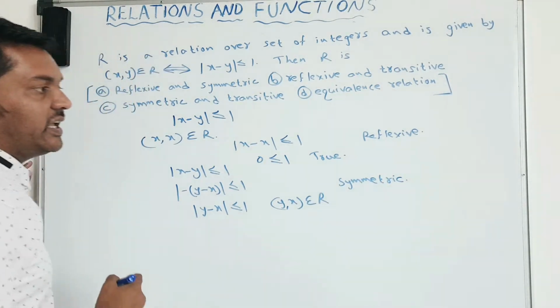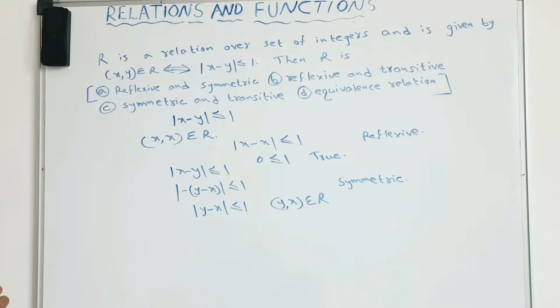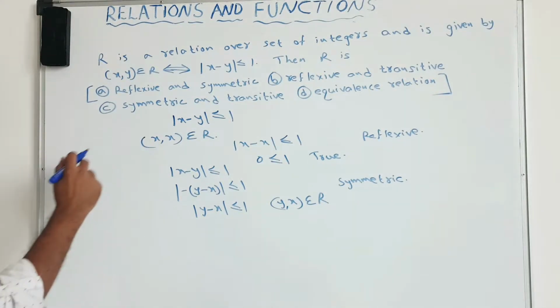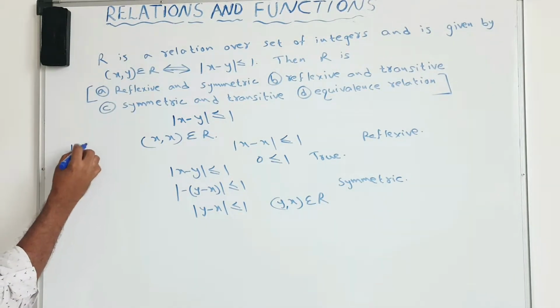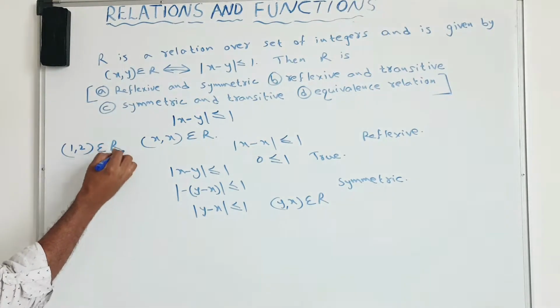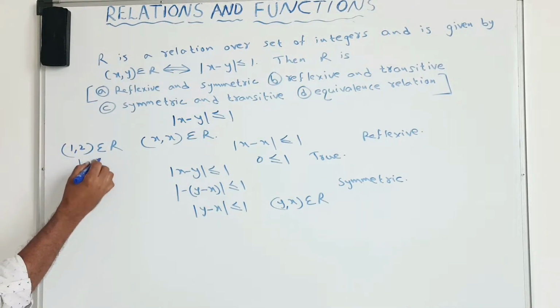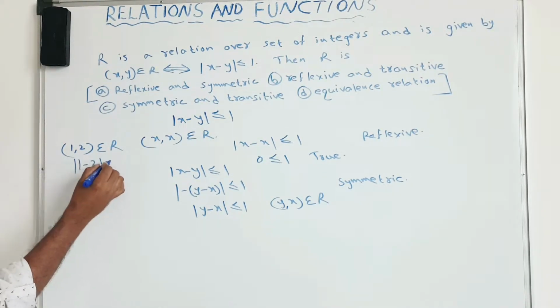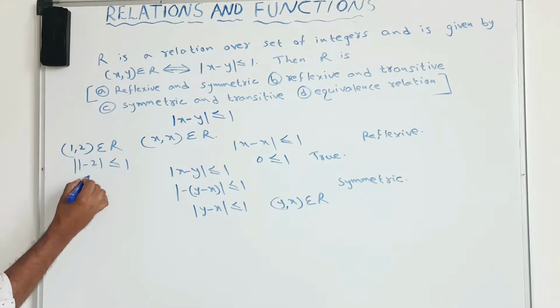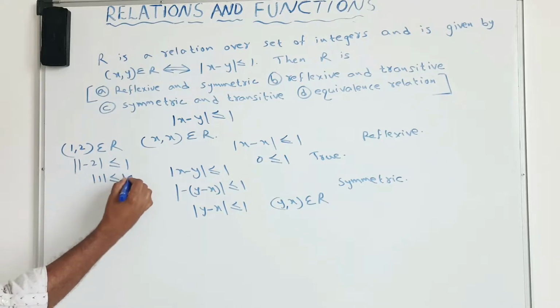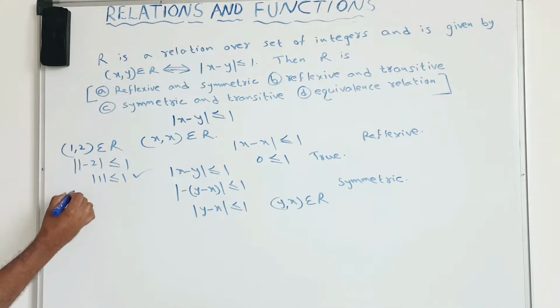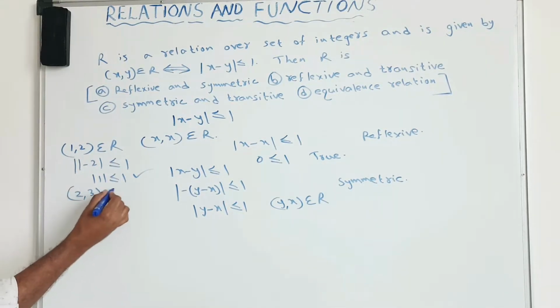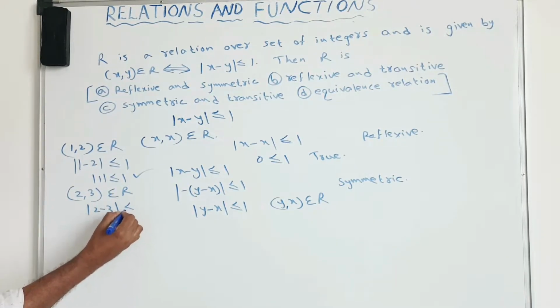Now I need to see whether this is a transitive relation or not. For that I am taking an example. (1, 2) is an element of this relation because modulus of 1 minus 2 is modulus 1, which is less than or equal to 1, true. Now I am taking (2, 3). (2, 3) is an element of R because modulus of 2 minus 3 is less than or equal to 1.